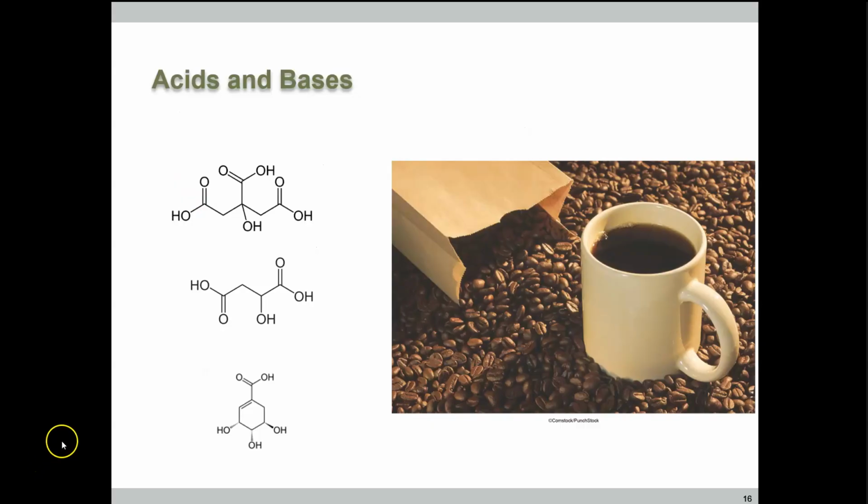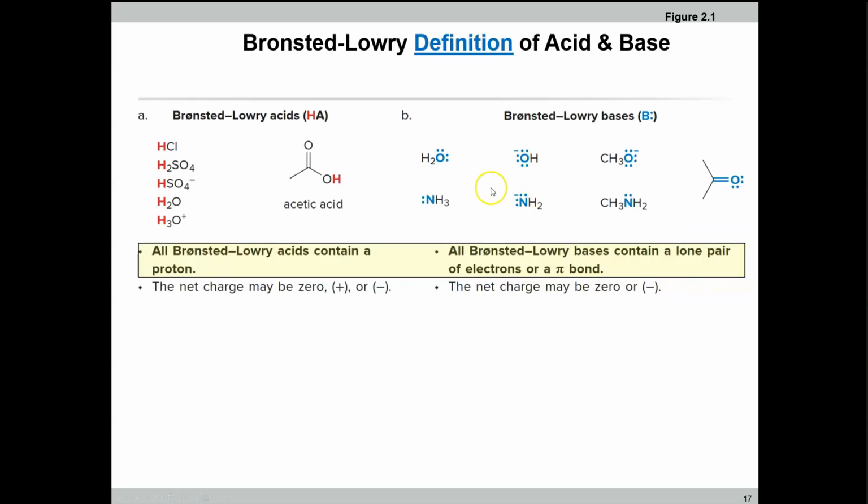The next type of acid and base I want to look at is the Bronsted-Lowry definition of an acid and a base. If we're looking at, for example, different sets of these acids and bases, Bronsted-Lowry acids have to contain a proton, whereas Bronsted-Lowry bases must contain a lone pair of electrons that it can use to attach to a proton, for example. So here are all examples of Bronsted-Lowry acids, and you'll notice that they all have hydrogen atoms on them that will be able to be donated.